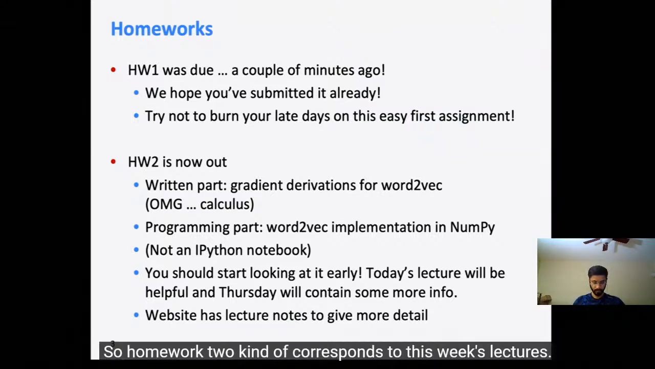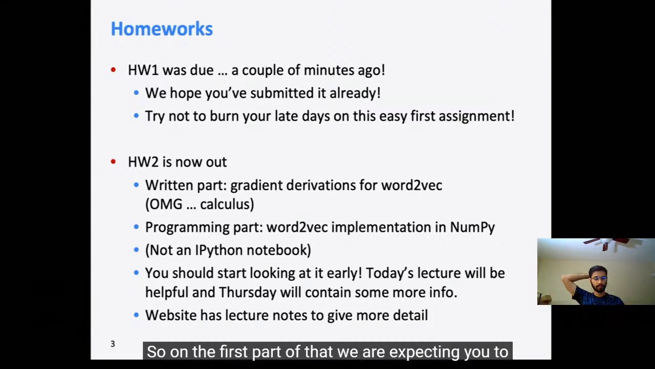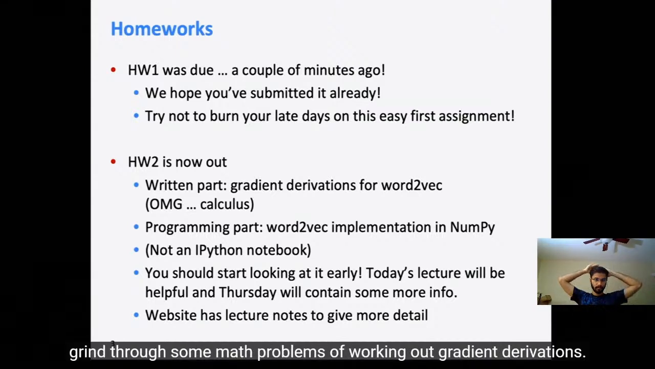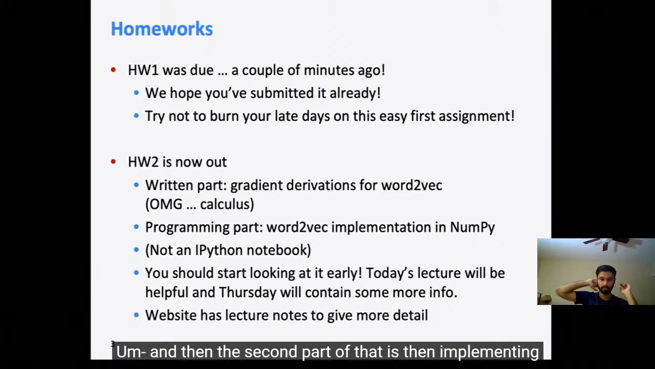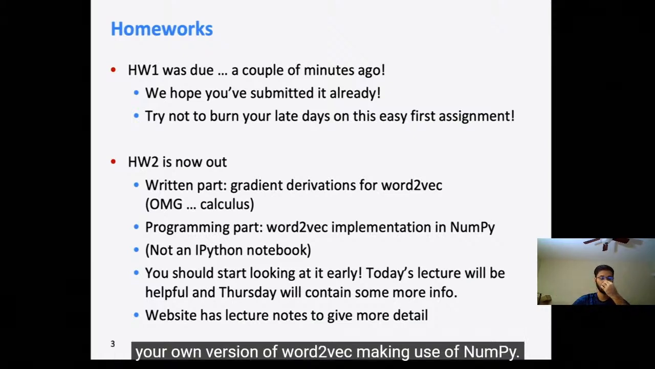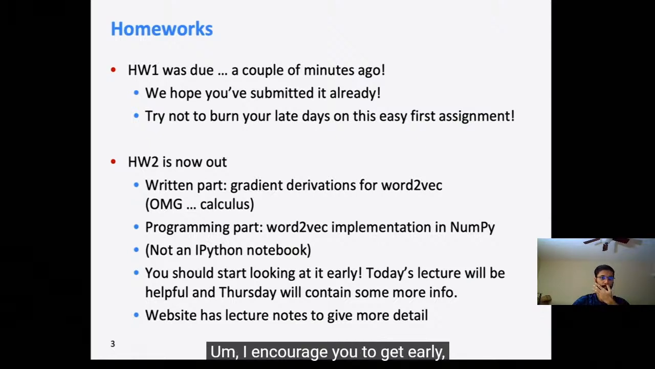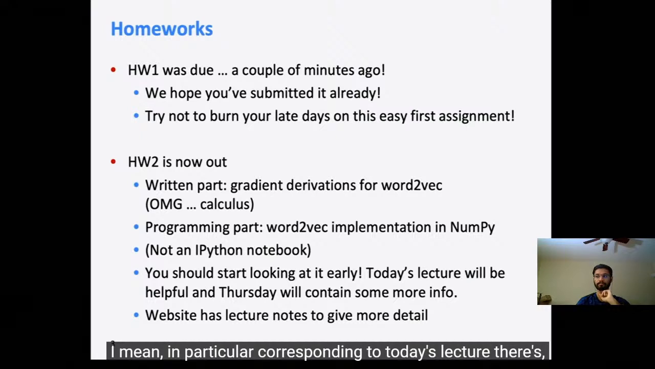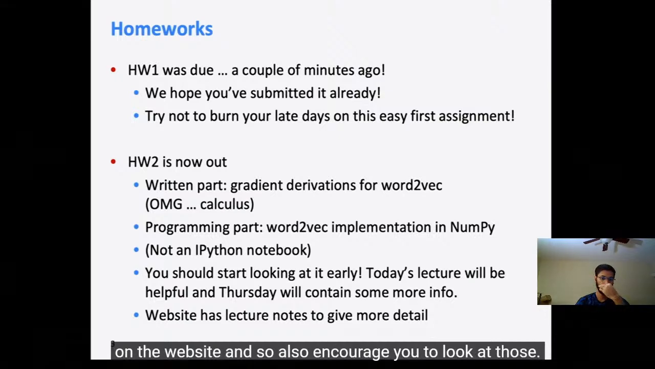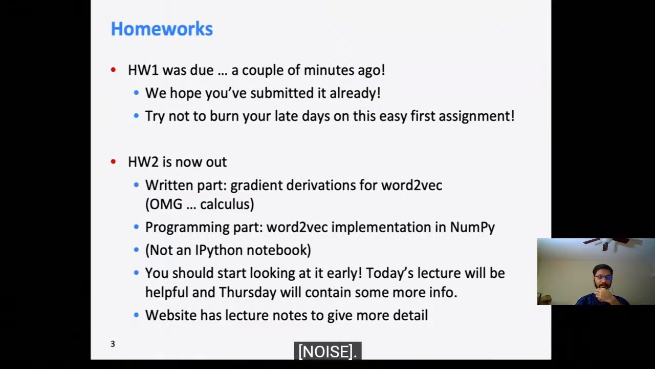Homework 2 corresponds to this week's lectures. In the first part of it, we're expecting you to grind through some math problems of working out gradient derivations. And then the second part is implementing your own version of Word2Vec, making use of NumPy. So this time you're writing a Python program. It's no longer an IPython notebook. I encourage you to get started early and look at the materials on the web. In particular, corresponding to today's lecture, there are some quite good tutorial materials available on the website, and I also encourage you to look at those.